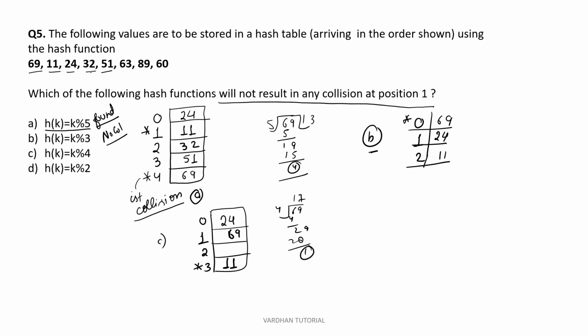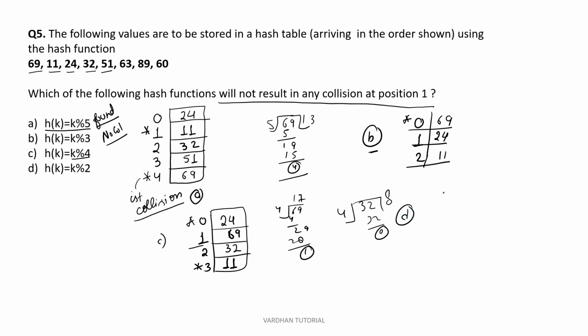Then K modulus 4. 6 fours are 24, remainder is 0. Again 32. Now for 32, let's divide it. 4 eights are 32, remainder is 0. So collision is found at position 0 and 32 is stored here. Till this point we don't find a collision at position 1.